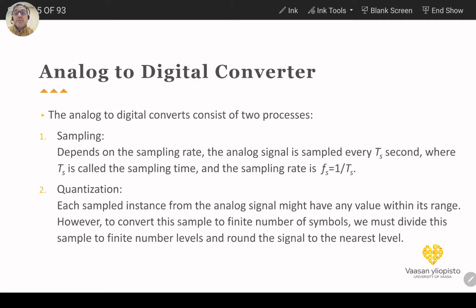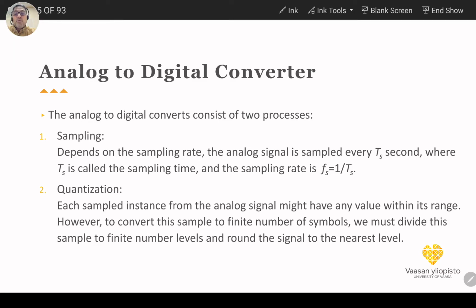convert our analog signal to digital format, we need two steps. The first step is the sampling, so we take samples in time. And the second step is quantization, where we quantify the number of levels per sample. Now in the sampling, we usually take the samples every Ts seconds. It is called sampling time, and the sampling rate is the inverse of the sampling time, so it is 1 over Ts. And the quantization is the number of levels that we agree about for each sample.